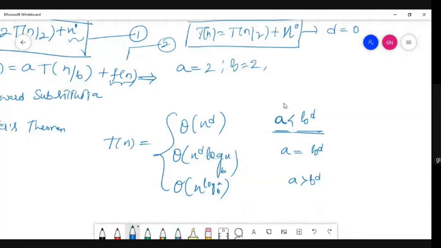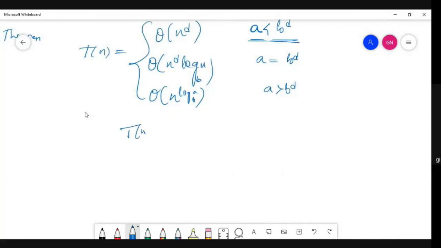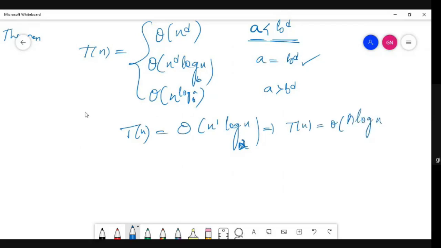Observe, then, what is the value of d we have right now? It is 1. When I equate it, 2 power 1 is equal to 2, so 2 is equal to 2. Hence, the time complexity of quicksort will be the third case, right? It is theta of n power 1 into log n to the base 2, because b value is 2. So that's why I have got T(n) is equal to theta of n log n to the base 2. This is for your quicksort.